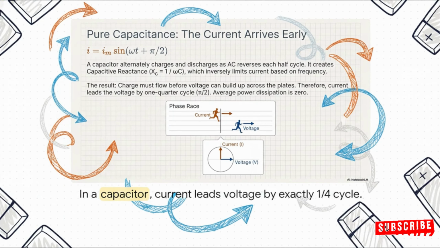On the flip side, let's look at a capacitor, like the ones that give your camera flash its quick, bright burst of energy. A capacitor stores charge on two separated plates, and it needs charge to physically flow before voltage can even build up across those plates. Because of this requirement, the current actually wins the phase race. It arrives early, leading the voltage by 1/4 cycle. But just like the inductor, because they are totally out of sync, the average power dissipation is once again 0.